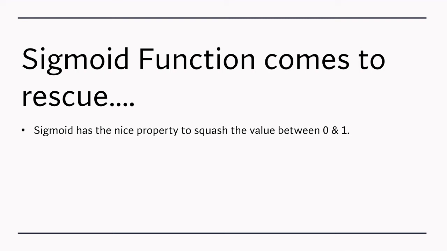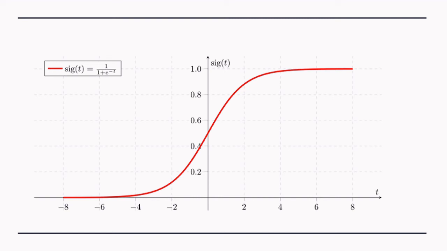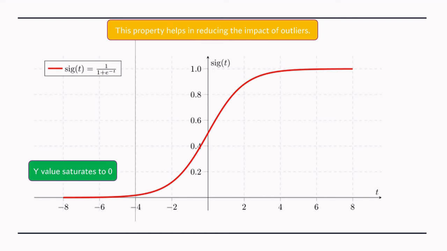Sigmoid has the nice property to squash the values between 0 and 1. This is how the graph of sigmoid looks like. For the value of x greater than 4, the y value saturates to 1, and for the value of x smaller than -4, the value of y saturates to 0. This property will help in reducing the impact of outliers. Now let's apply the sigmoid function to the signed distances.